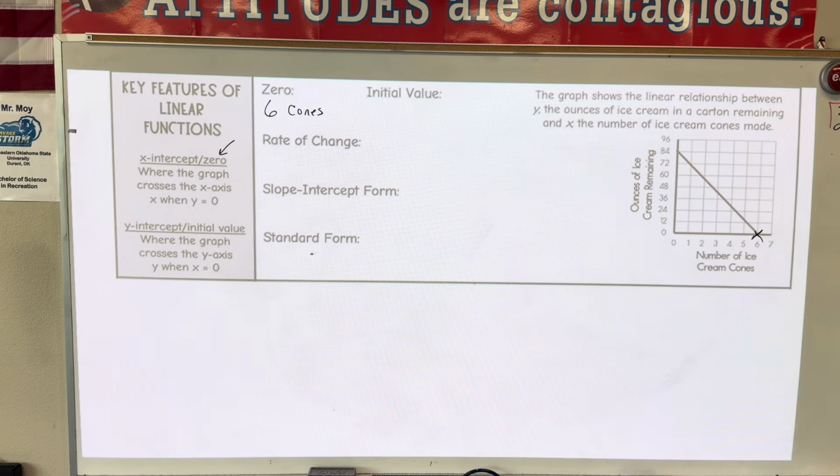All right. What's my initial value? Look at your graph. The graph shows a linear relationship between the ounces of ice cream in a carton and the number of ice cream cones that were made. Okay, so think about it.